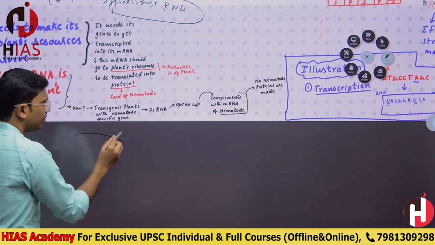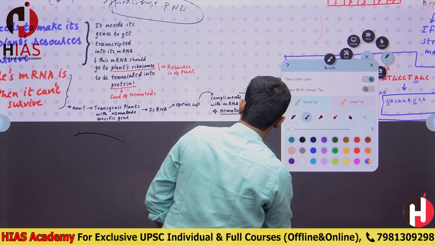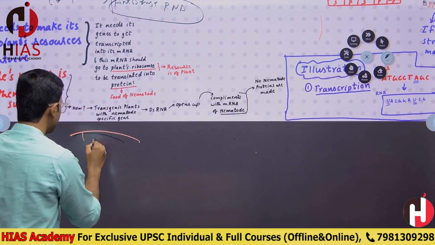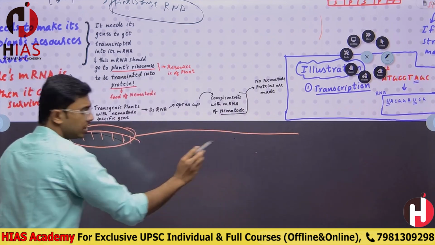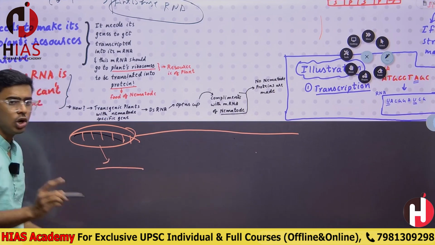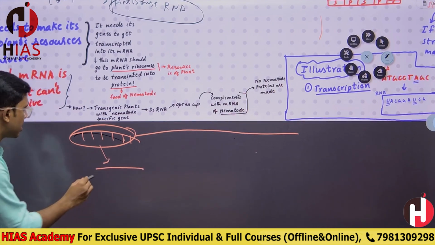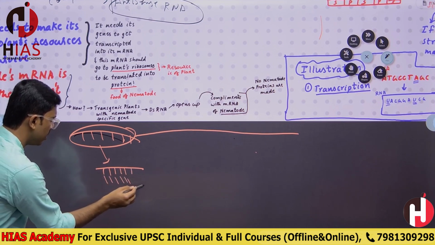This is a transgenic plant. This is the extra gene. This is all the plant gene, plus the extra gene. This will make, I told you, single stranded RNA. No, it will not make a single stranded RNA. It will make a double stranded RNA.